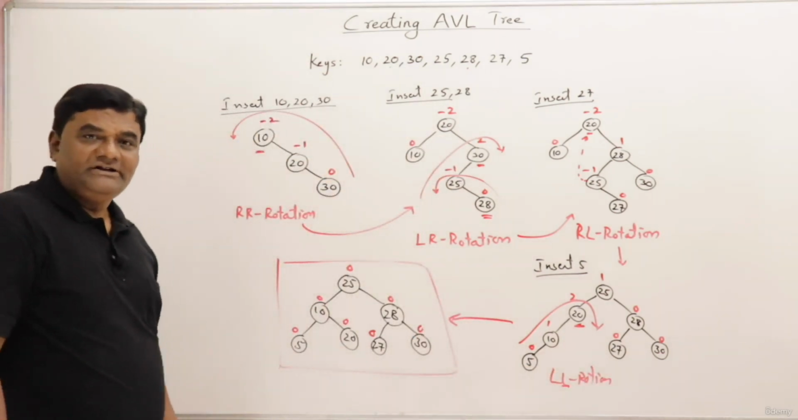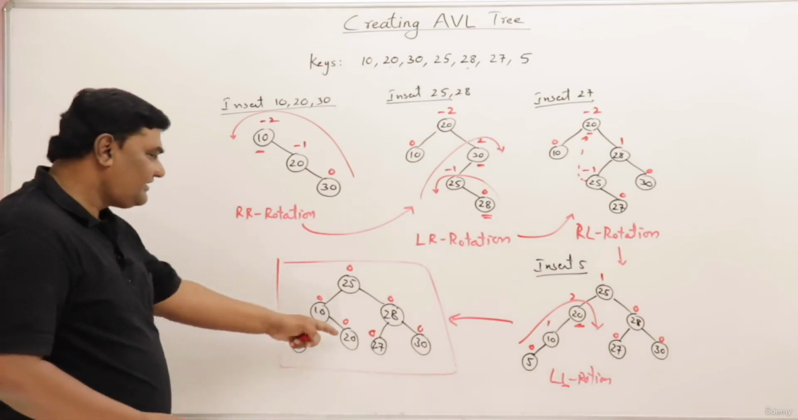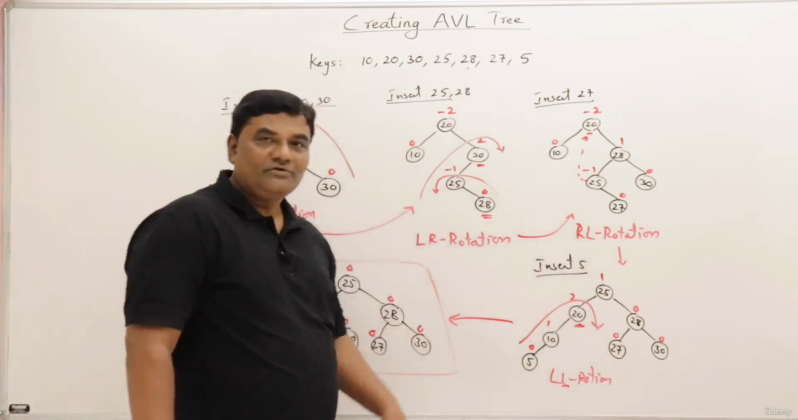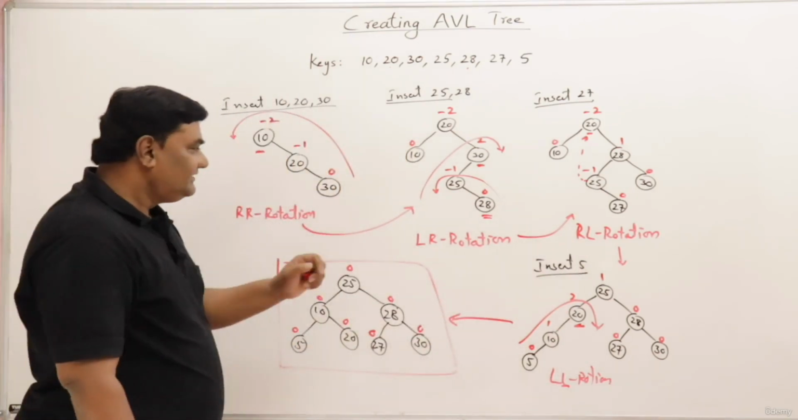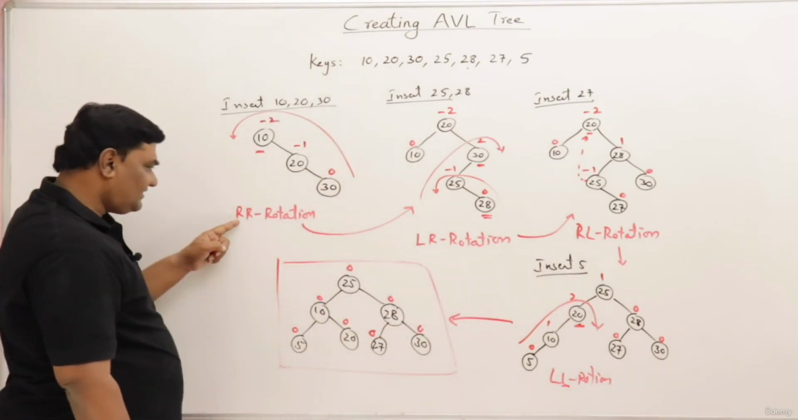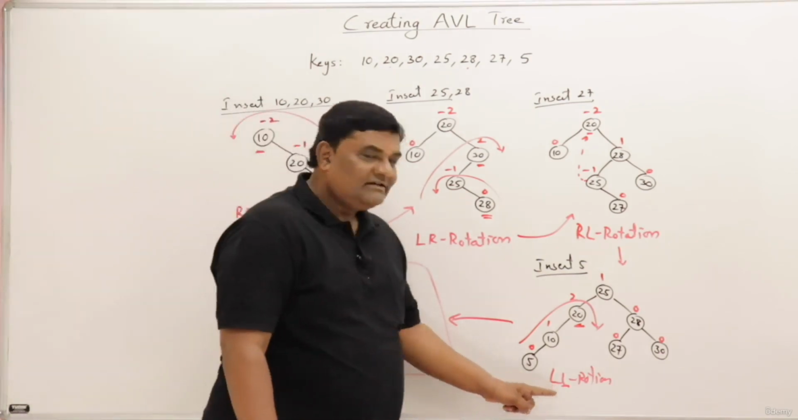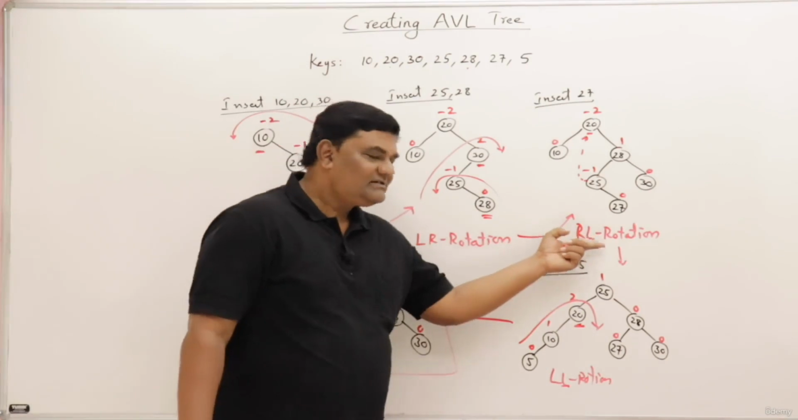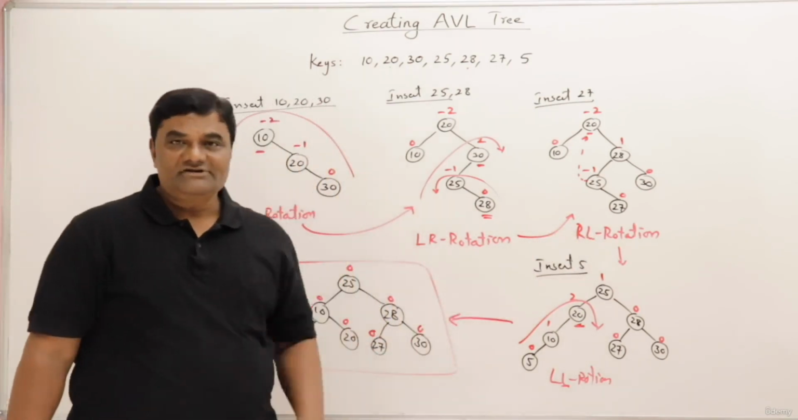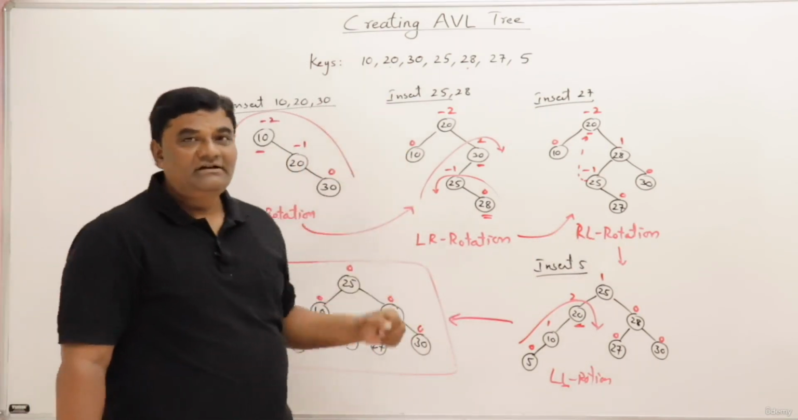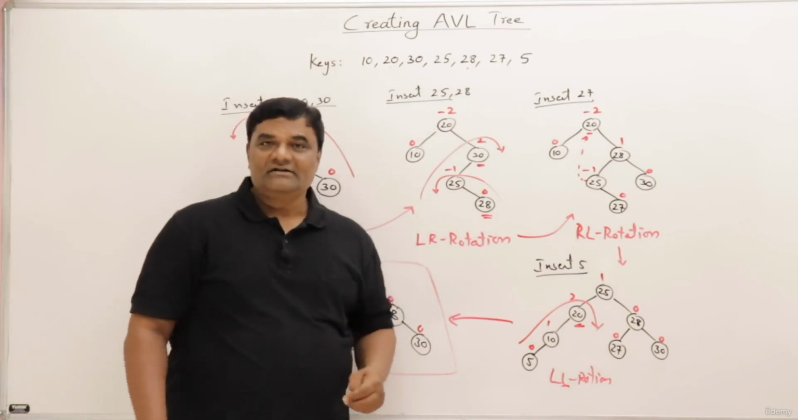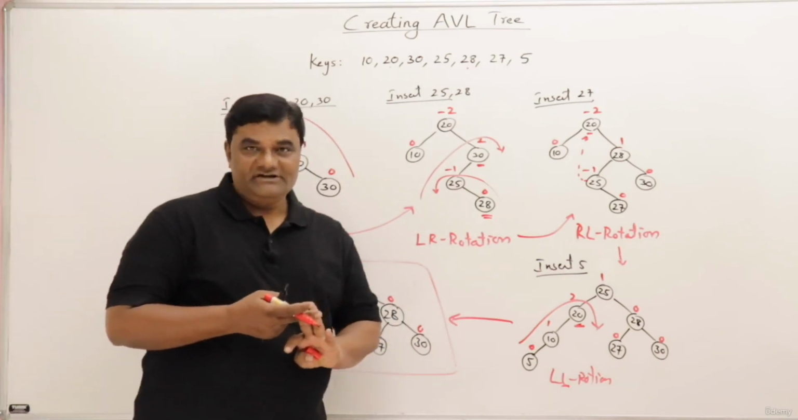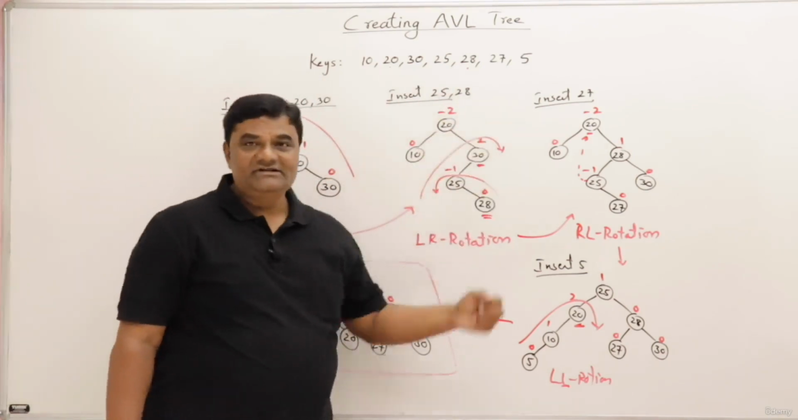Now let us count how many rotations I have performed for generating this AVL tree. 1, 2, 3, 4. 4 rotations I have performed. And in these 4 rotations, this is RR and this is LL. So 2 single rotations. And this is LR and this is RL. So 2 double rotations. So for these keys, total 4 rotations are required. 2 are single rotations and 2 are double rotations. And 7 keys I am inserting.